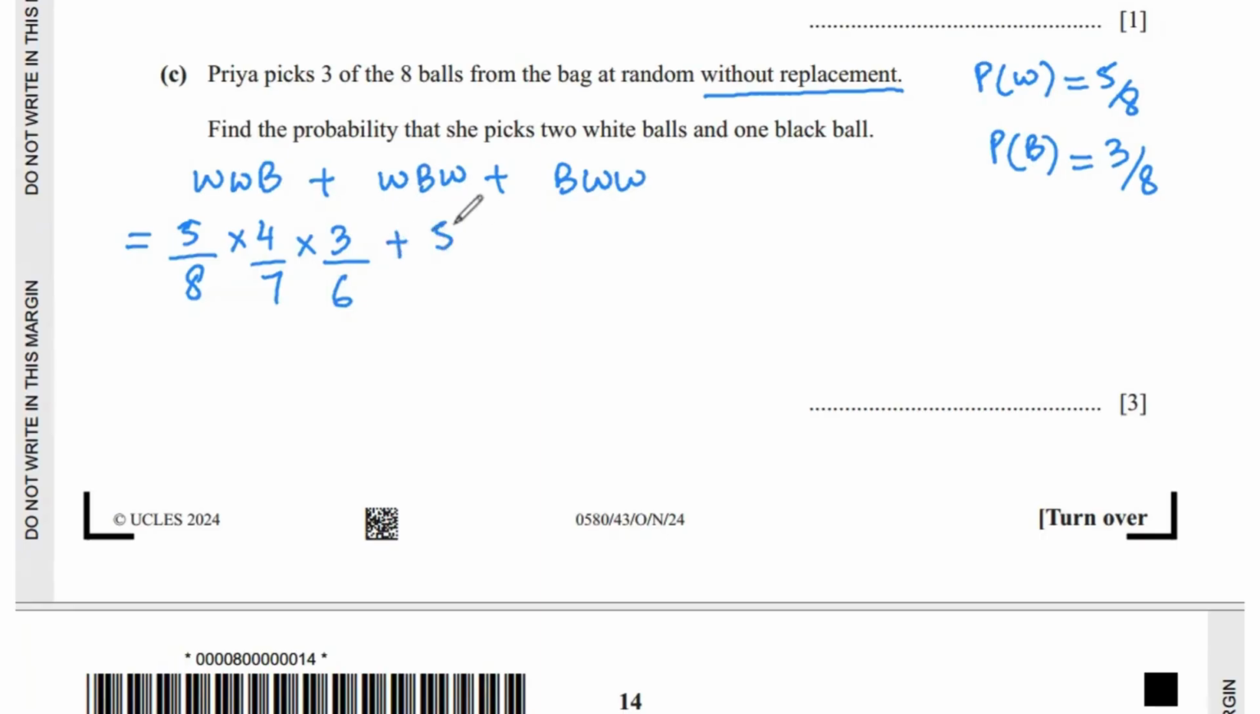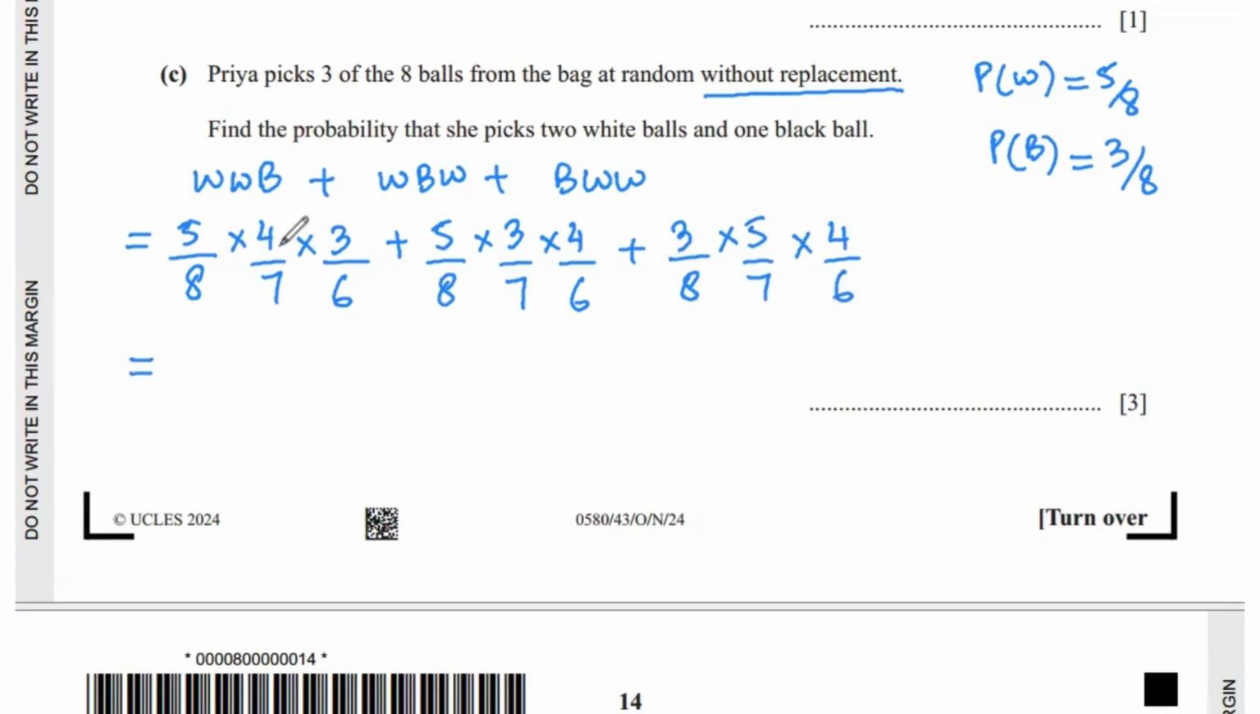Similarly, if the first one is white again, so 5 over 8, then it's going to be 3 over 7 because 1 ball is out of the bag. And then it's going to be 4 over 6. Then again, 3 over 8 times 5 over 7 times 4 over 6. So 5 times 4 times 3 is 60. And then we have 8 times 7 times 6, which gives us 336. So it's the same.